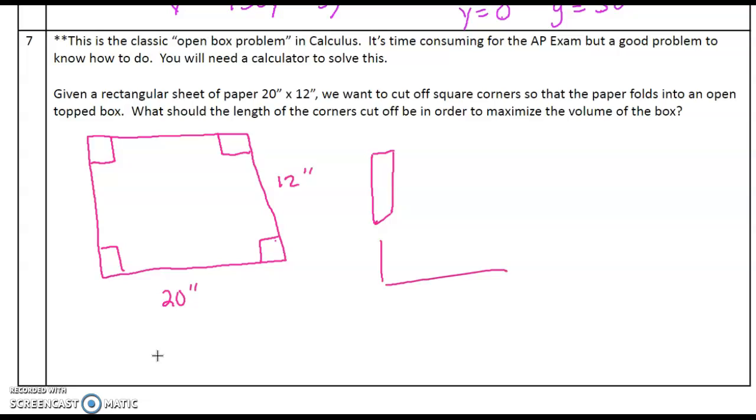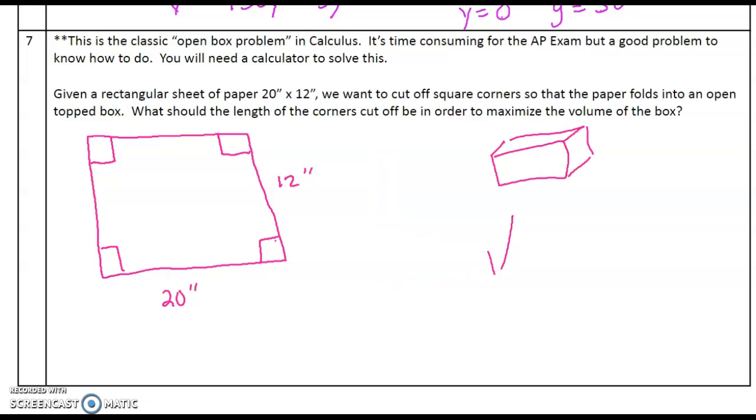I've got to draw it like this. I'm a terrible 3D drawer. Let's do it like that. And so this would have been what we cut off right here for each corner. And then these sides fold up. Does that make sense? Okay. So we want to cut off squares so it folds into an open top box, kind of like a lid.